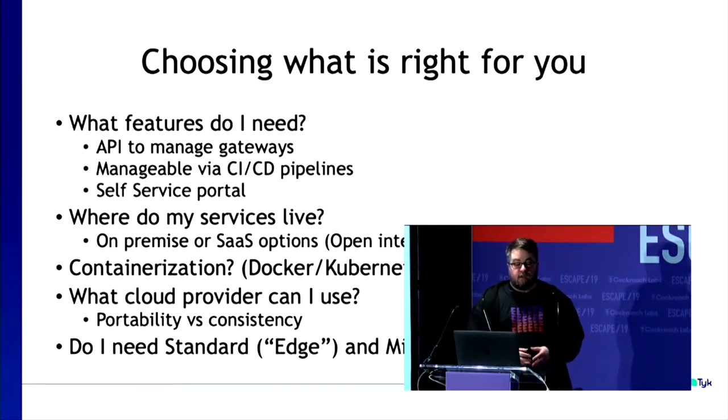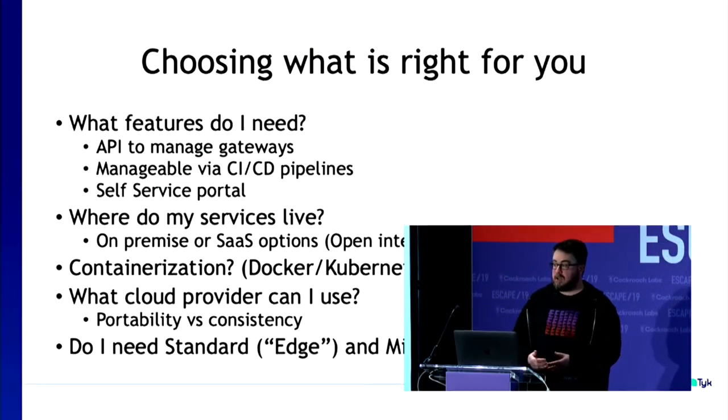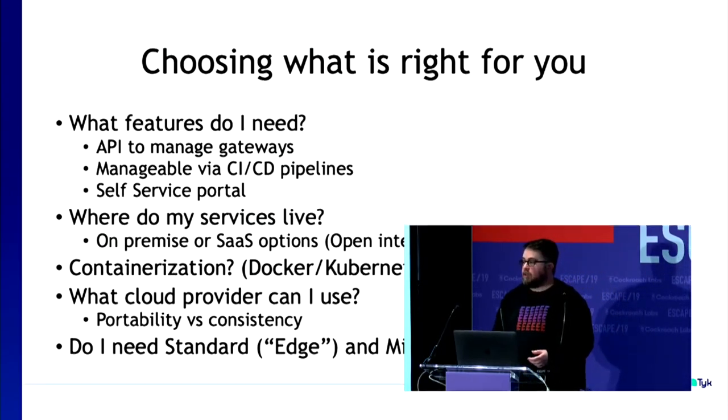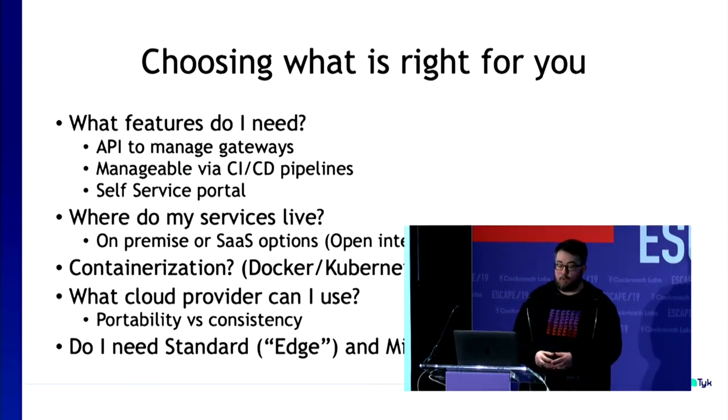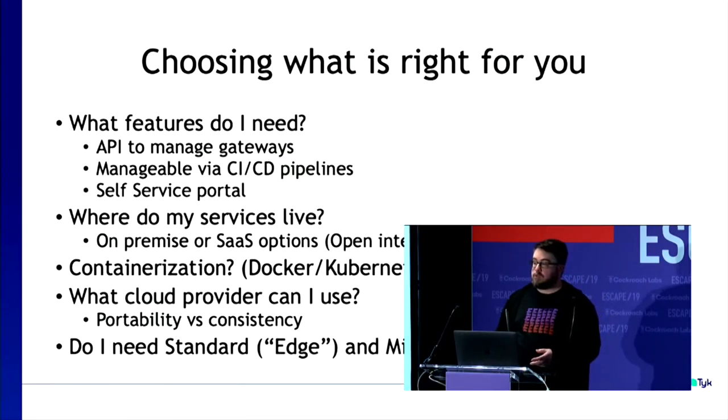Other options, again, do you want it to run over the open internet? Does the provider offer VPN services or VPC tunnels to be able to proxy your APIs through their service? Do you need containers? Is the gateway available as a sidecar? Or does it have an ingress controller for your container services? And what cloud provider can I use?